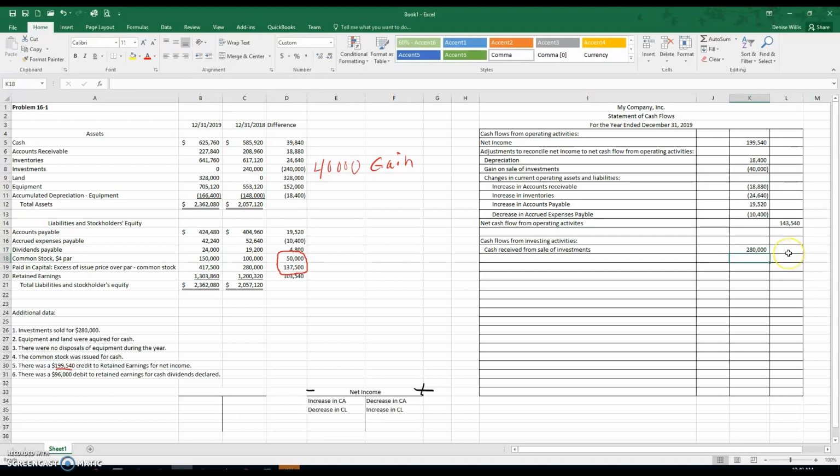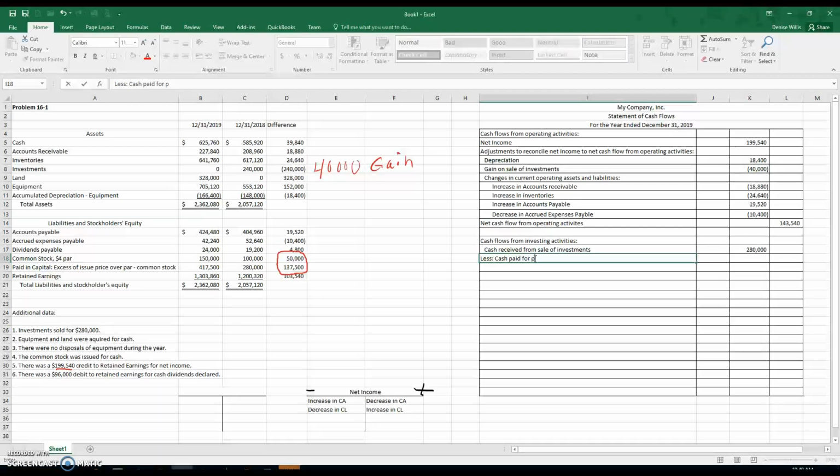Okay. Now, also for investing, that was cash received, but we spent money investing in ourselves. Investments can be investing in others, like stock, things like that, but it could also be investing in ourselves in the form of, in this case, land and equipment. So we're going to say less cash paid for purchase of land.